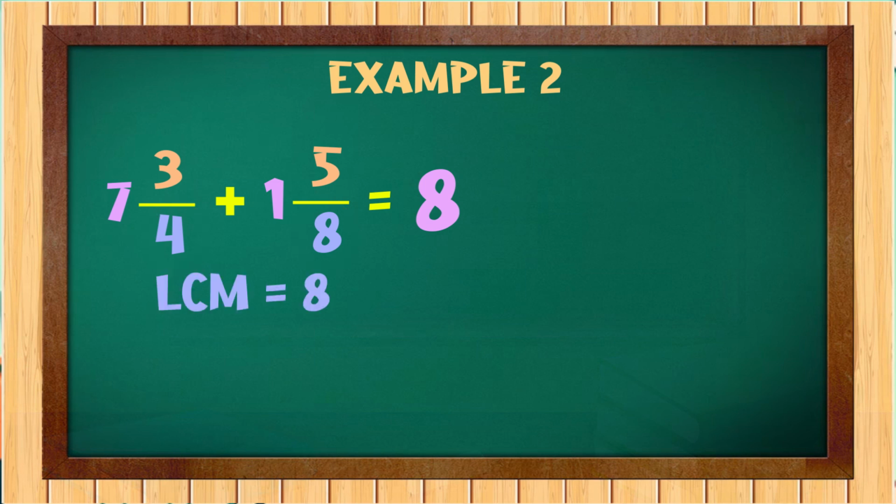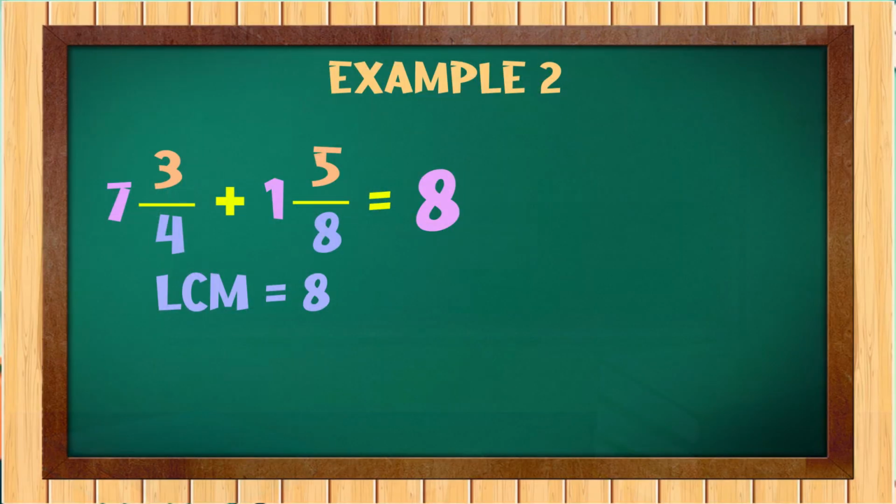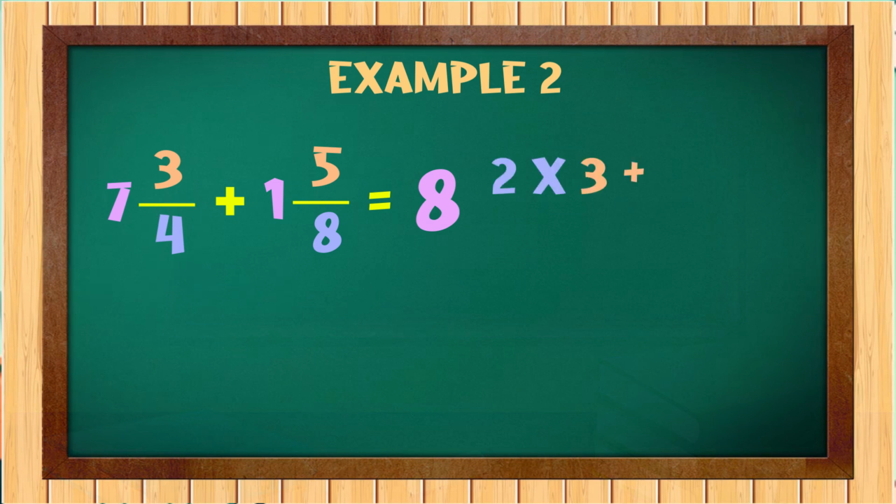Remember, you can also list your multiples to find your LCM. Next step, we divide the LCM by the denominator of the fractions. What is the denominator in the first fraction? 4. 4 into 8, 2. 2 times 3, plus next denominator, 8. 8 into 8, 1.